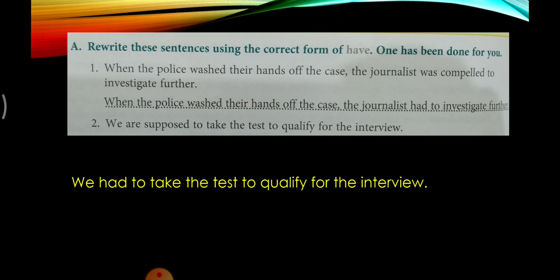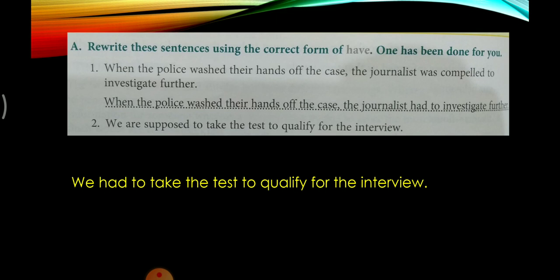Now, coming to the exercise of your book. Rewrite these sentences using the correct form of have. One has been done for you. So let's see the first one. When the police washed their hands of the case, the journalist was compelled to investigate further. When the police washed their hands of the case, the journalist had to investigate further. Okay? So, he had to do it. I had to complete my work on time.